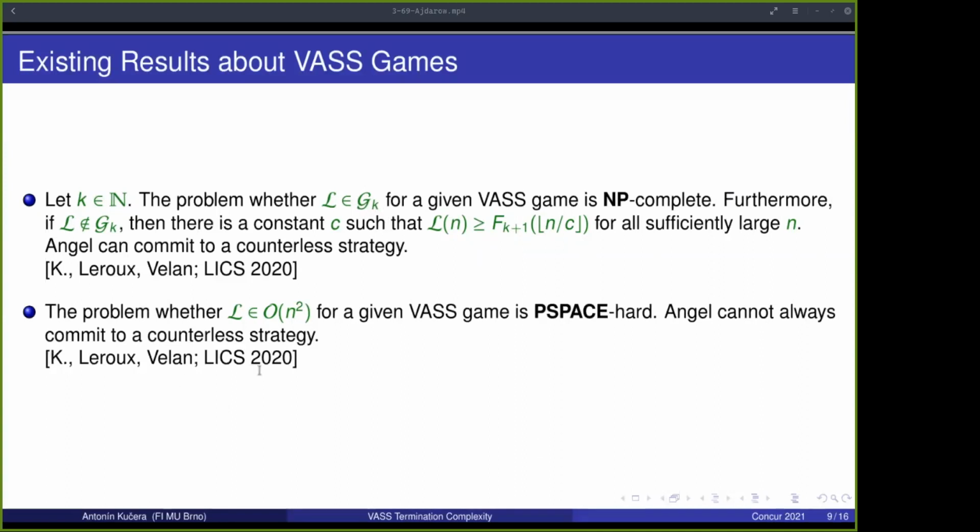In the same paper, it is also noted that these observations, and in particular the one about the countless strategies, are no longer valid for the polynomial hierarchy. Even the question whether the termination complexity of a given vast game is at most quadratic is shown PSPACE-hard. The decidability of this problem is left open in this paper. But it is also noted that the player angel cannot commit just to countless strategies. The player needs to take into account the current values of the counters.